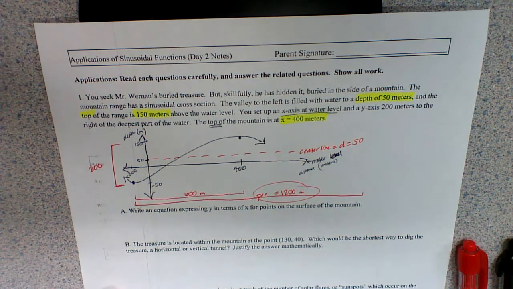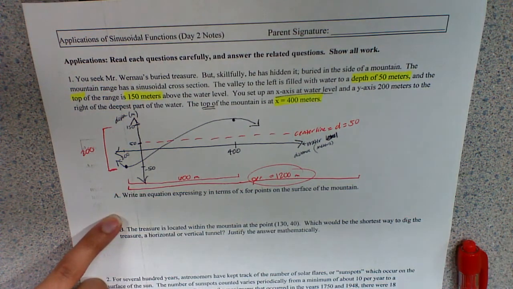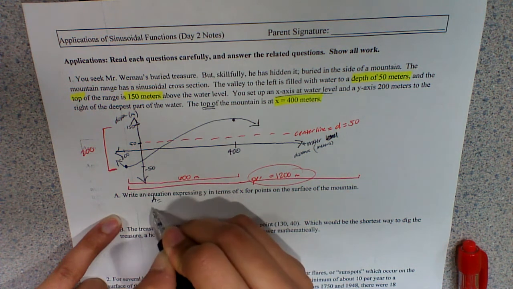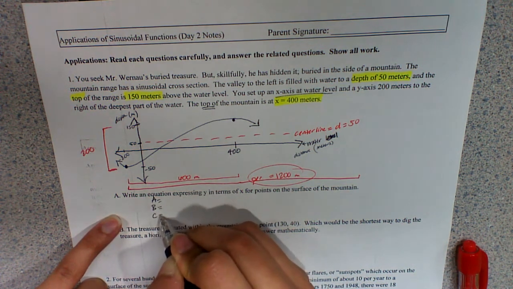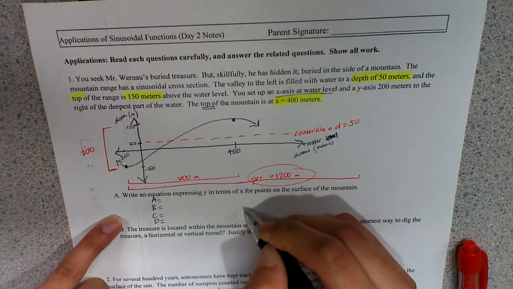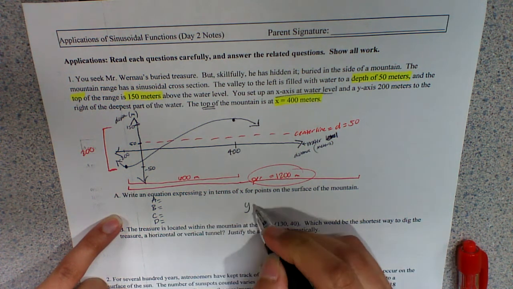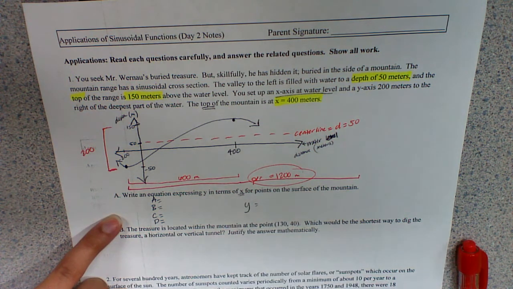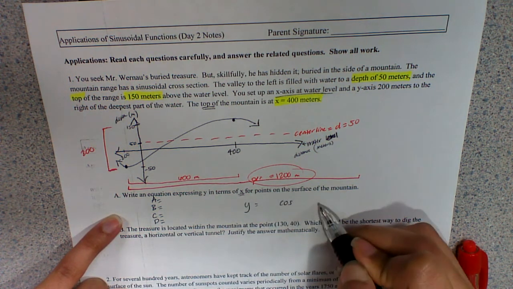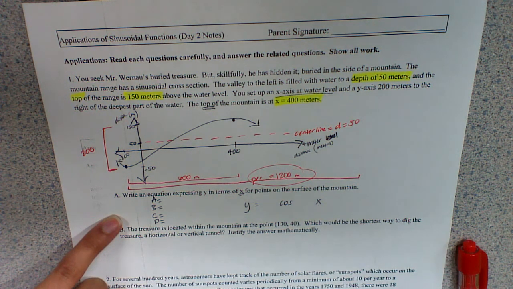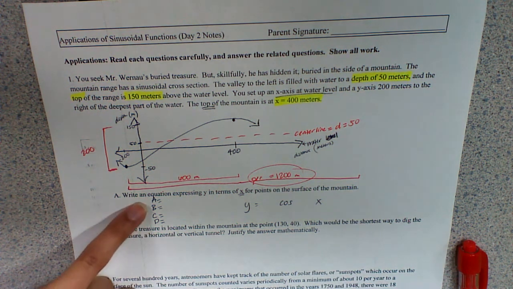Okay, so now I have my graph. Now let me go into writing my equation. Remember, there are 4 transformations that we have to hunt for based on the information given. And I do want to write this equation expressing y in terms of x. Now all that means is just, instead of writing theta like we normally do, just write x. That's all that means. Okay, so let's go through and find everything that we can.